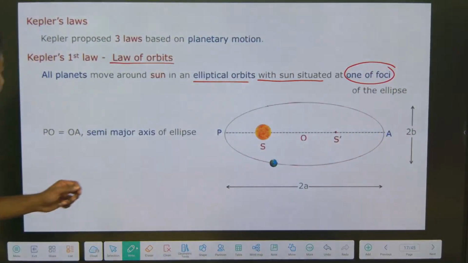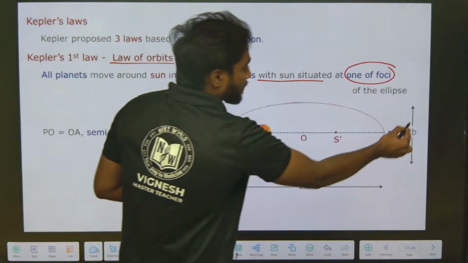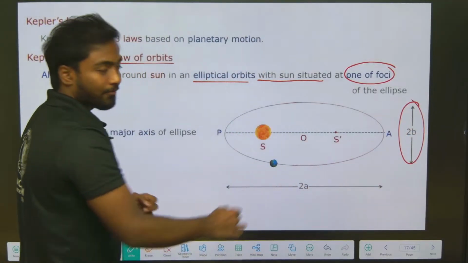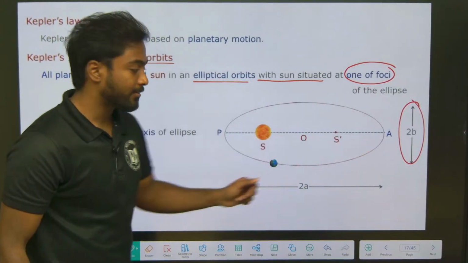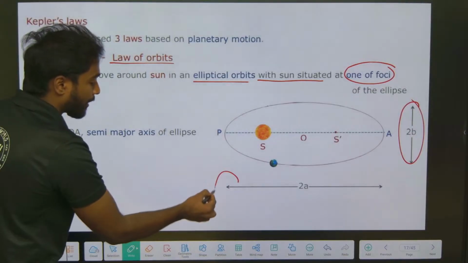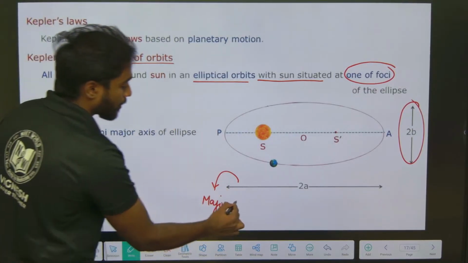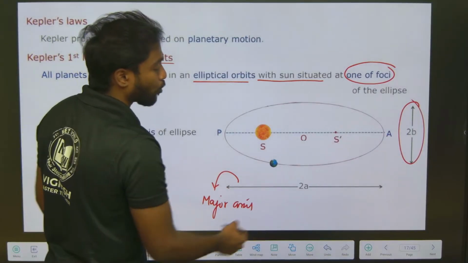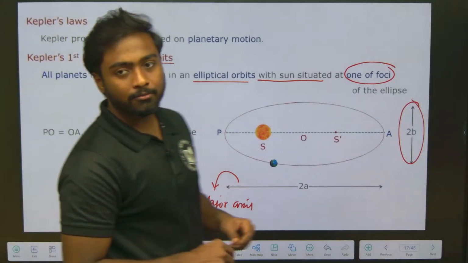Then here two things are there. One is this 2b and this is 2a, where 2a and 2b are called the major axis and minor axis. Which is the major axis? This 2a is called the major axis, and this 2b is called the minor axis. So this is the law of orbit, that is Kepler's first law.